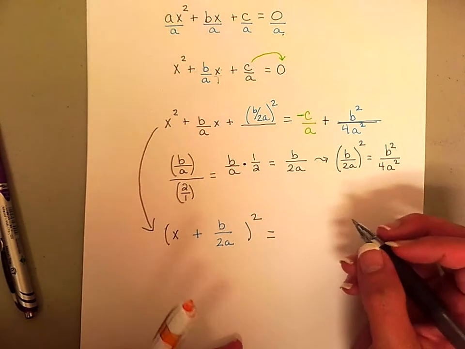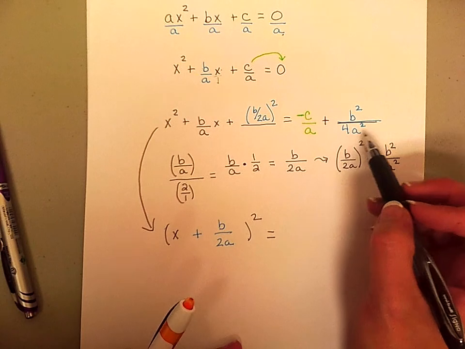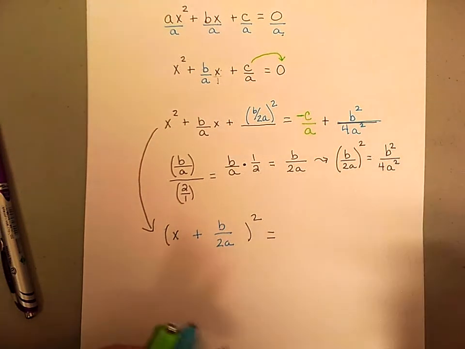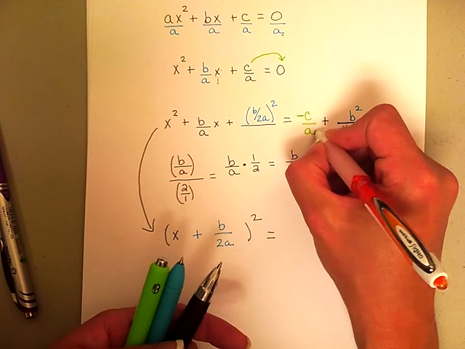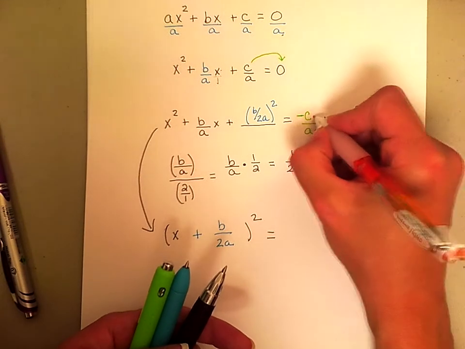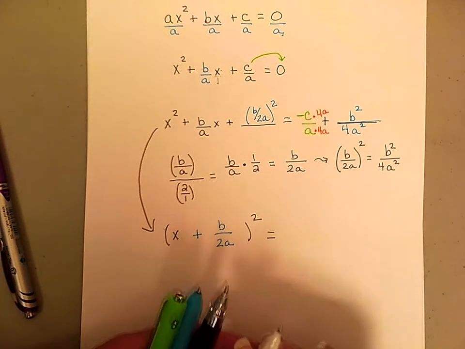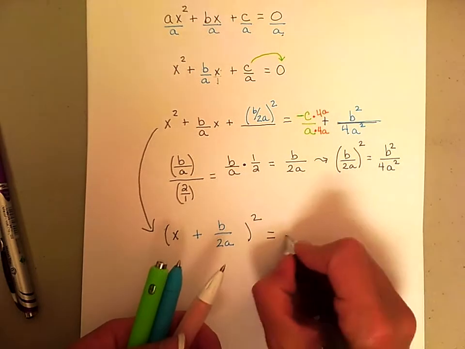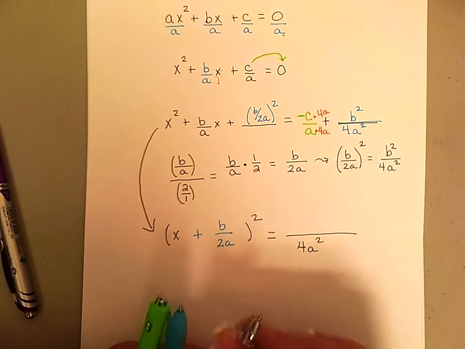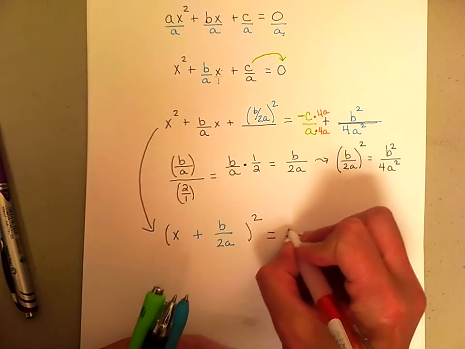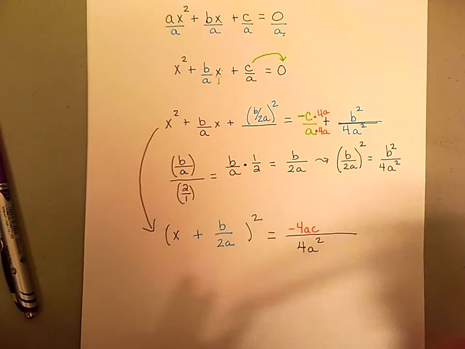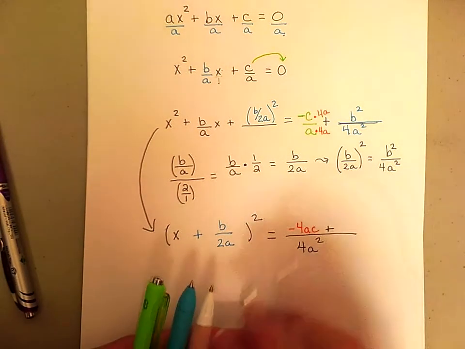And equal to, now I need to add these two. I'm very close to having a common denominator. I simply have to multiply this by 4a to get to 4a squared, and this by 4a. So this 4a squared will be our denominator. And we have minus 4ac plus our first one, which is b squared.